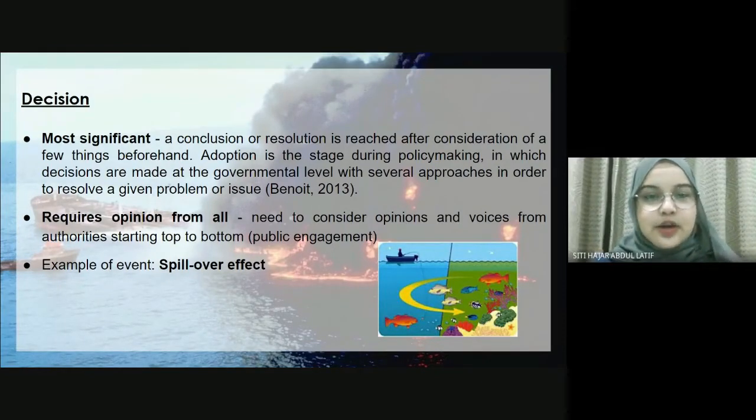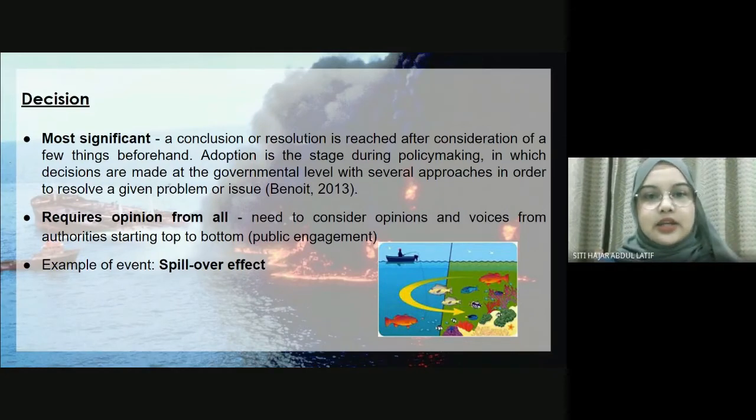The first point in the decision step is that it is the most significant. This is because the most significant and awaited stage in the formulation of a policy is the adoption, also called decision making. In policy, a decision is the step where a conclusion or resolution is reached after consideration of a few things beforehand. Adoption is the stage during policy making in which decisions are made at governmental level with several approaches in order to resolve a given problem or issue.